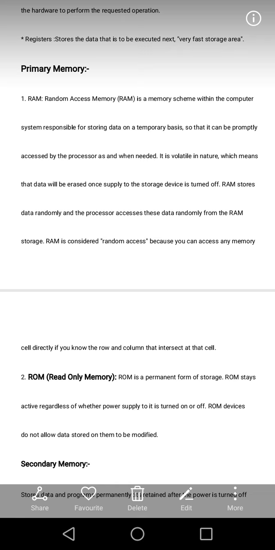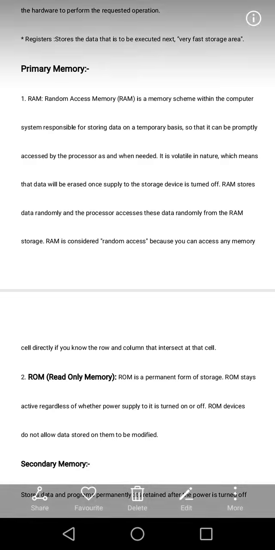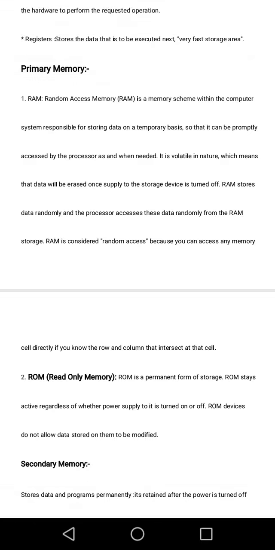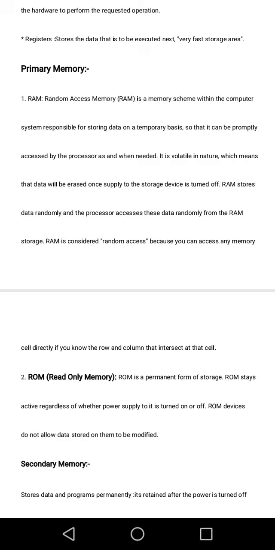Next, we discuss ROM, whose full form is read only memory. ROM is a permanent form of storage. ROM stays active regardless of whether the power supply to it is turned off. ROM devices do not allow data stored on them to be modified, but RAM allows data to be modified. These are the main differences between RAM and ROM.